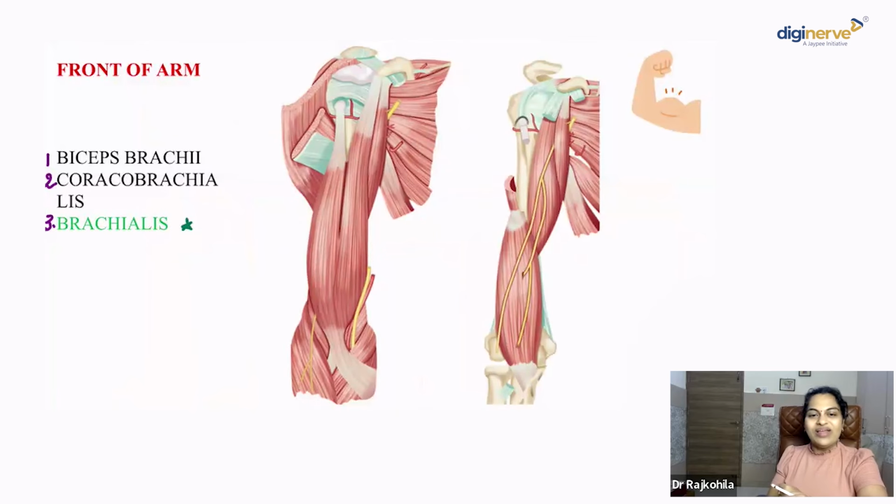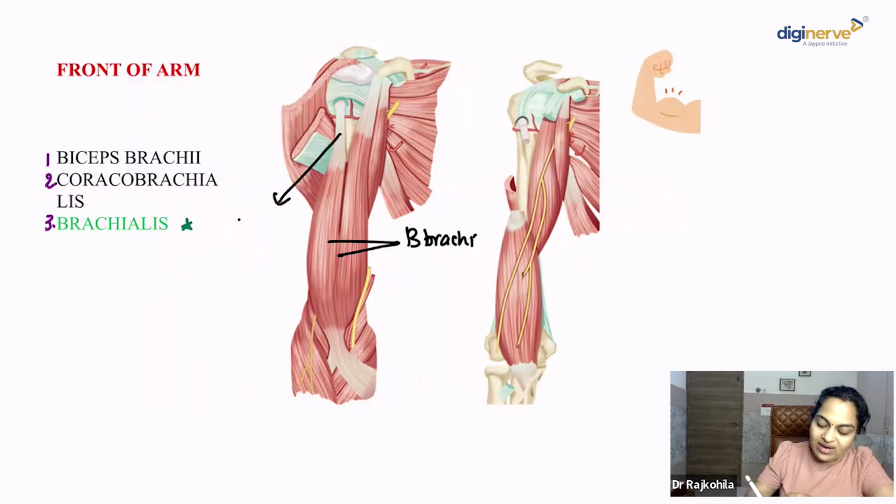Now let's move on to the arm. We have muscles in the front of the arm and over the back of the arm. In the front of the arm, there are three muscles. The one important muscle here is the biceps brachii, which has two heads.